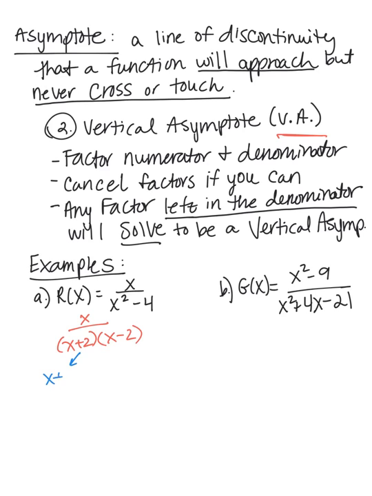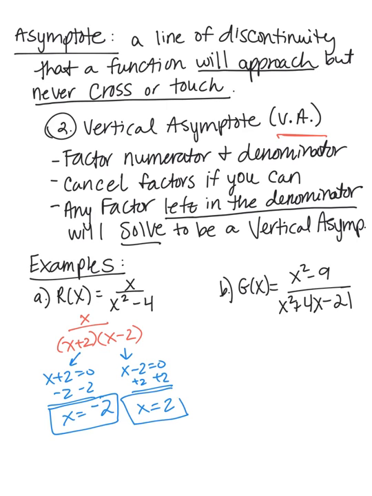So I have two things in the denominator. I'm going to set that equal to 0 and solve them. And both of these will become a vertical asymptote. So if I solve that first one, subtract the 2, I'm going to get a vertical asymptote at negative 2. And then if I solve our second one, I add that 2, I'm going to get a second vertical asymptote at positive 2. All right, so let's look at another example here.